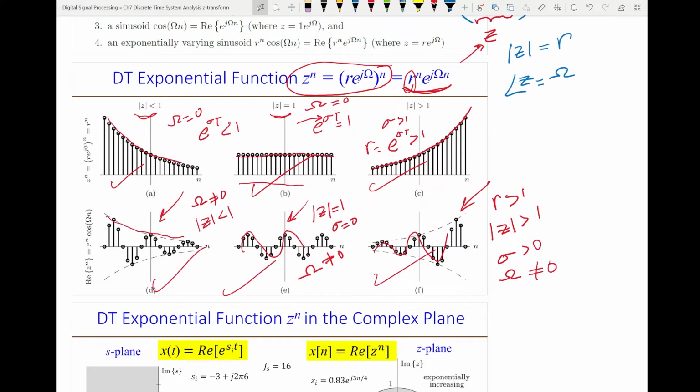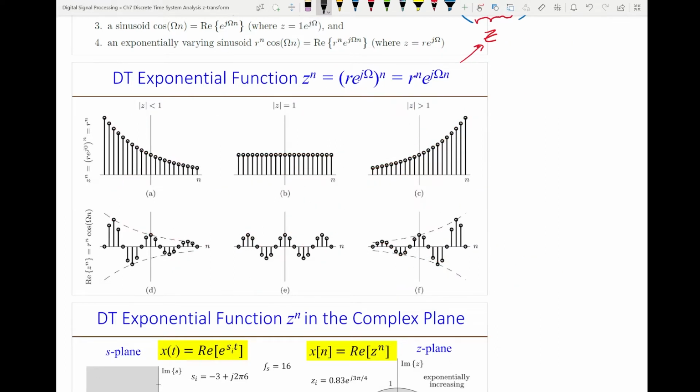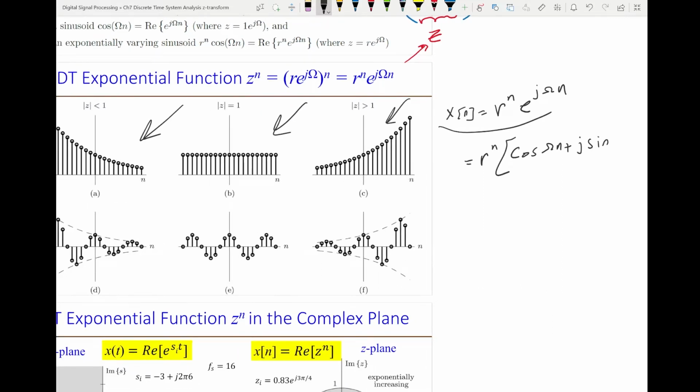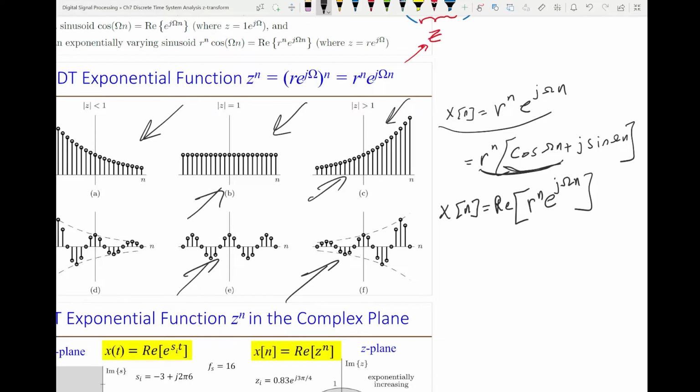Let me clarify one more point. When we said x of n equals r to the n e to the j omega n, and we plotted these different graphs, we are plotting only the real part of this function, because this function is r to the n times cosine omega n plus j sine omega n. So we are only graphing the real part, x of n, the real part of this. That's what we are graphing here, which is only this component.